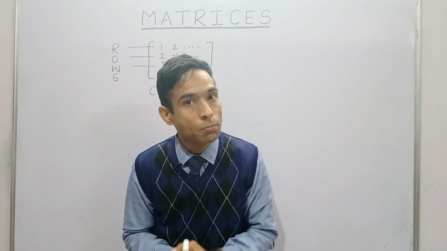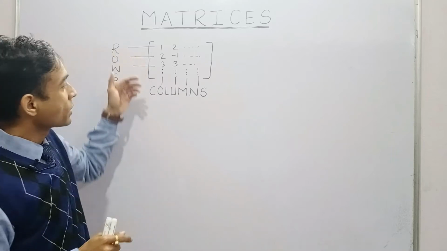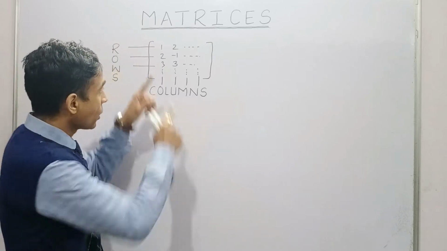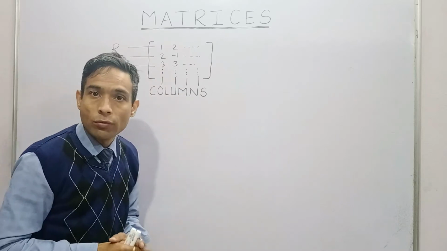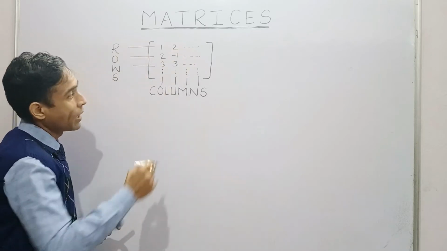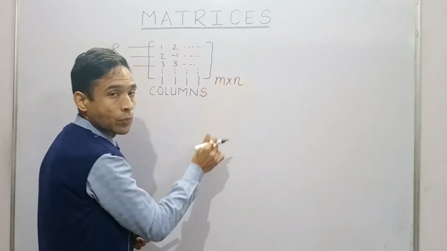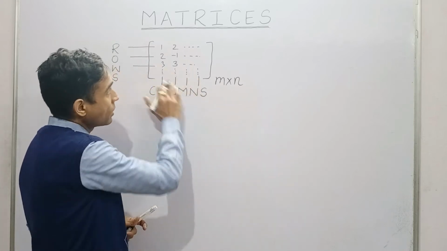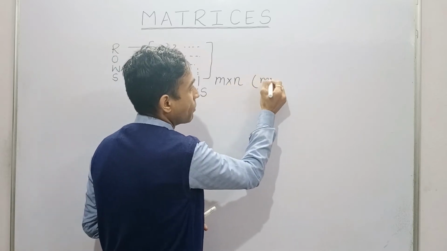Now let's understand what is matrix. Matrix is a rectangular arrangement of numbers in the form of rows and columns. These horizontal are rows, these vertical are columns, enclosed in the bracket. These numbers are called the elements of the matrices. Now if our number of rows are m and number of columns are n, the order of the matrices is m cross n. We write rows first and columns later, and the total number of elements in this matrix will be, we get by multiplying m and n, and this is mn.